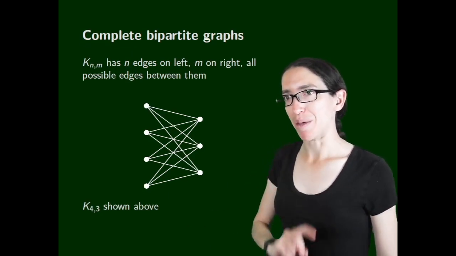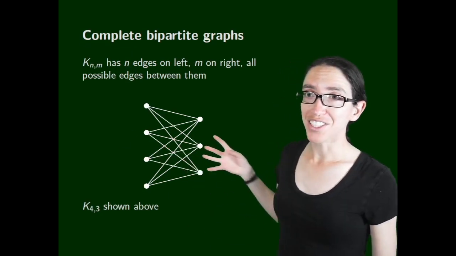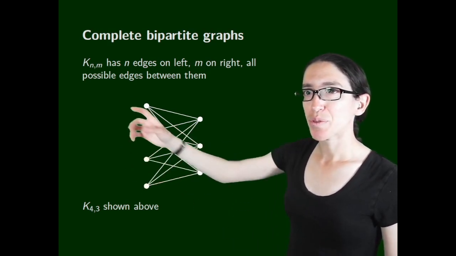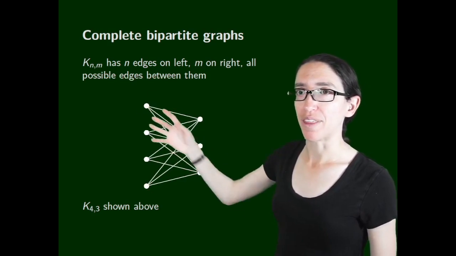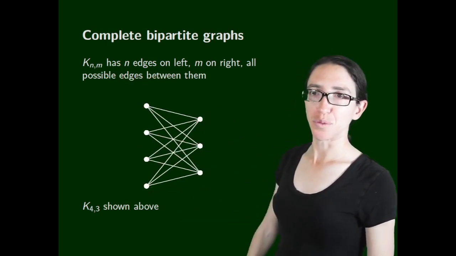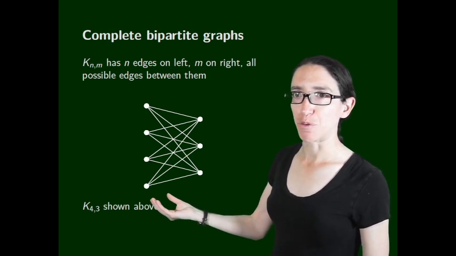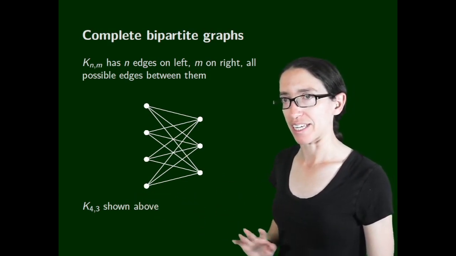But a complete bipartite graph is going to come up quite a lot, and it's where we do put all the edges between the left side and the right side. So we write Kn,m for the complete bipartite graph with n vertices on the left, m vertices on the right, and all possible edges in between them. In this picture we've drawn K4,3 because there's 4 vertices on the left and 3 vertices on the right, and we've connected all of them.